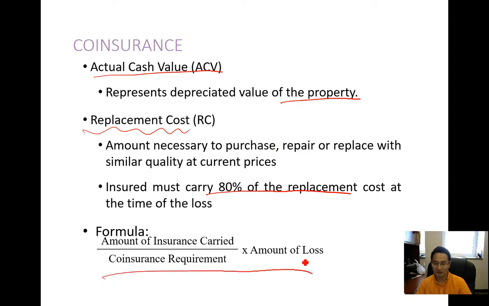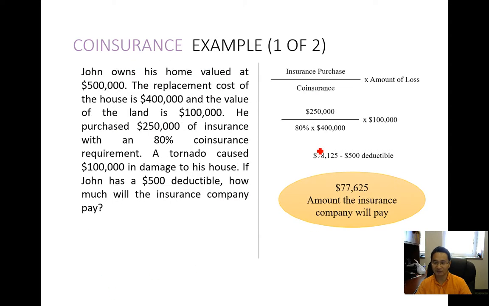So there's a formula here. In order to understand it, let's look at one example, right? So this person owns a home and the value is $500,000, replacement cost is 400, and then the value of the land is this.